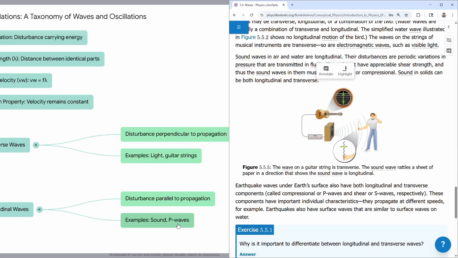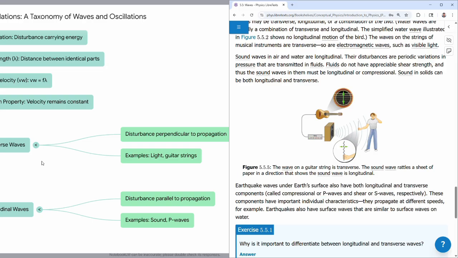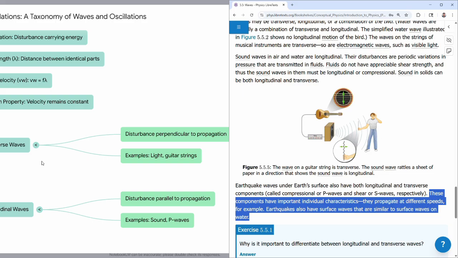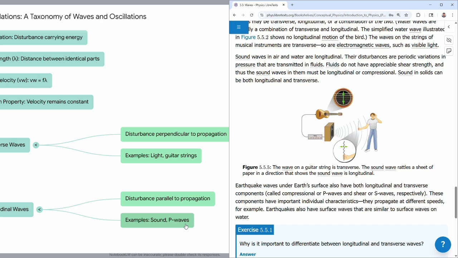And earthquake actually contains both transverse and longitudinal waves. The transverse component of earthquake wave is called the S wave. S stands for shear. And the waves do have different property. I think one wave travels faster than the other. I forget, I'm not a geologist, but I think P waves travel faster. And then the shear waves come after.